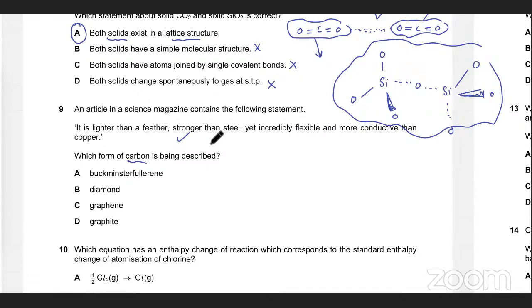Hello, can you hear me properly? Yes. Yeah. I think it's graphite, maybe. No, not graphite. But lighter than a feather, that's graphene. ठीक है, that's graphene.